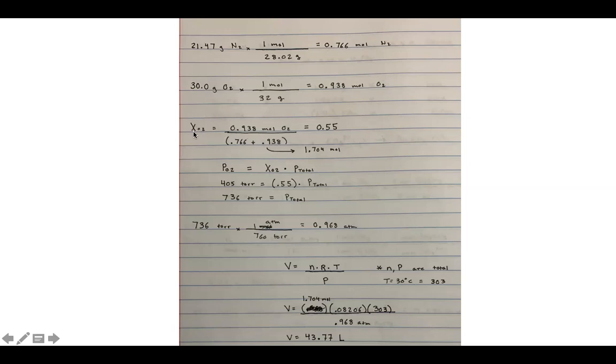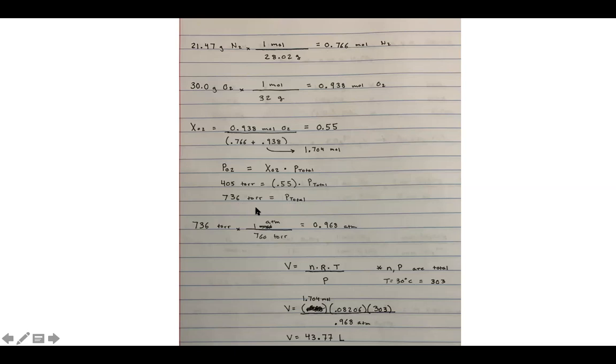I find X, which represents the mole fraction of oxygen, by taking the total number of moles of oxygen I have, 0.938, and dividing it by the total number of moles. So 0.77 is my moles of nitrogen, plus 0.938, my moles of oxygen. And what I find is that my mole fraction of oxygen is 0.55. Okay, and so in this equation, I plug in the partial pressure of oxygen that we were given, 405 torr, and I plug in my mole fraction of oxygen, 0.55, and this allowed me to find my unknown total pressure. When I find that total pressure, it comes out to 736 torr, okay?